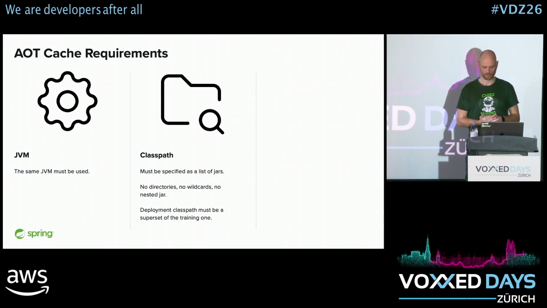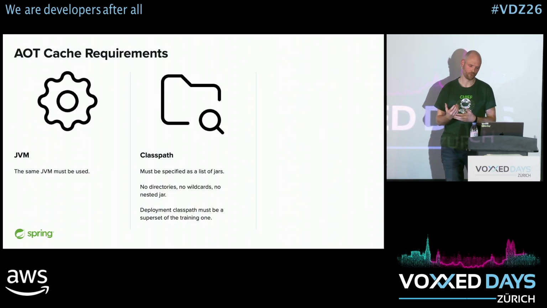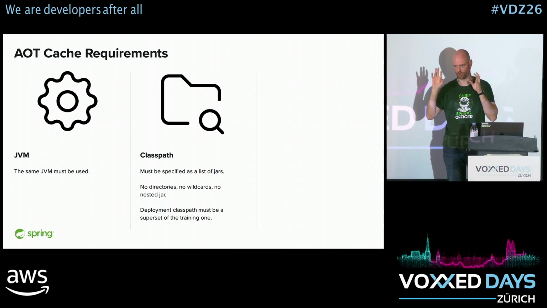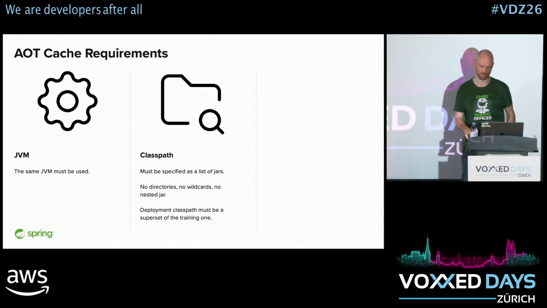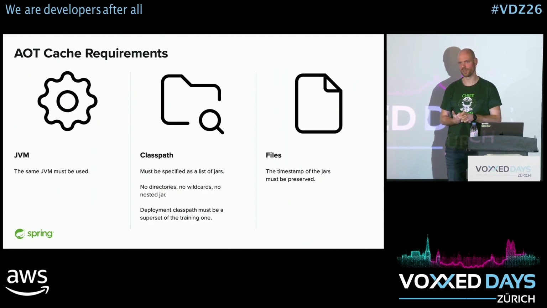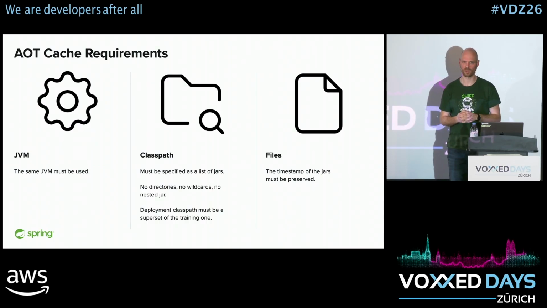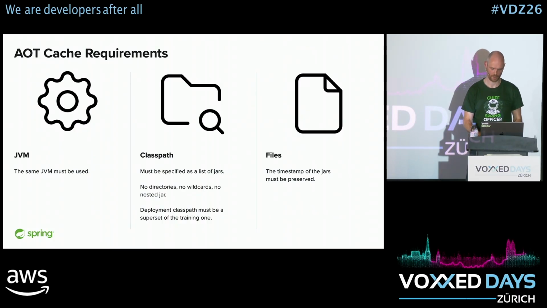And the deployment class path must be a superset of the training one, which is a complicated way of saying you can append stuff at the end of the class path, but you can't change it at the front. So you can put more jars on it, but no fewer, and you can't reorder them. And if you copy files around, like the jar files and the cache file, always make sure the timestamps are preserved, because the JVM has a fast path to invalidation that looks at the timestamps of your jar files. If you alter them, the JVM thinks the cache file doesn't match the jar file and just throws the cache file away. And then it starts slow.